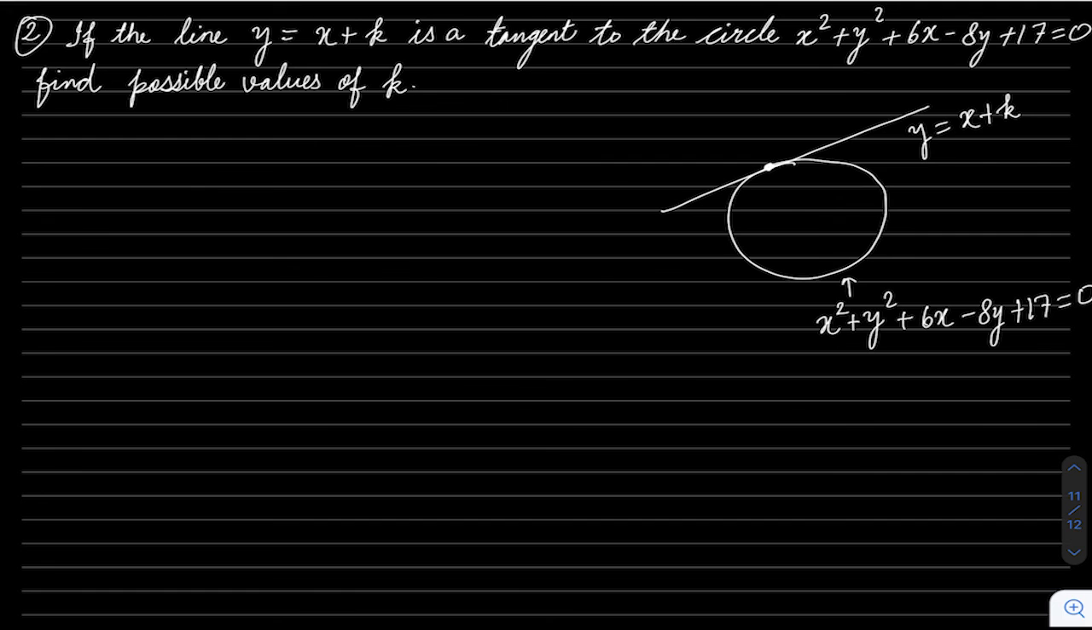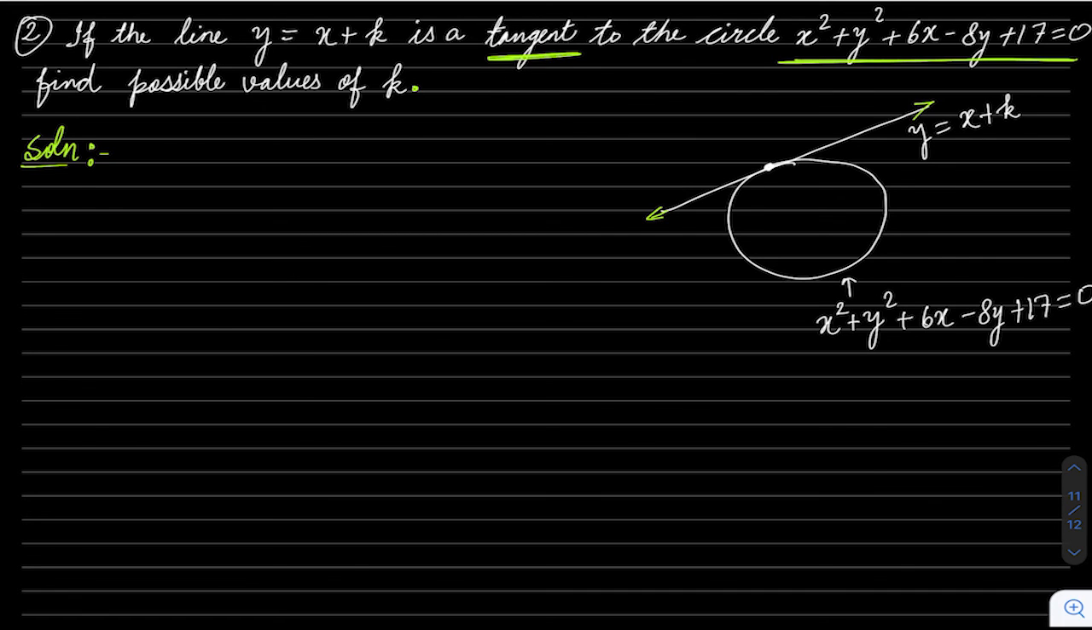This is our second question now. In this question, they have given a line y = x + k and they are saying this is a tangent. They are already saying this line is a tangent to this circle, and we have to find the possible values of k. So basically we have a tangent. If you want to try this question yourself, pause the video and try it yourself.